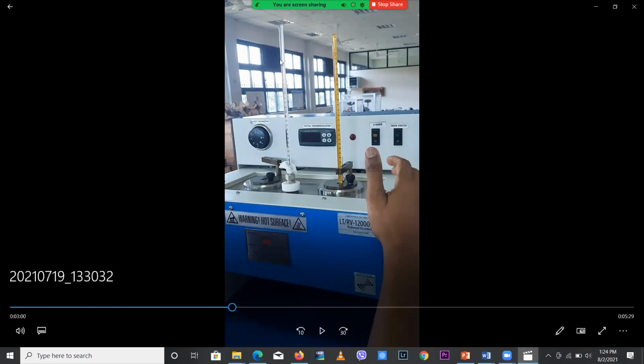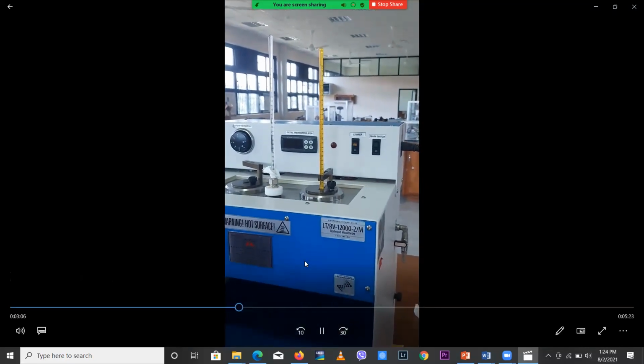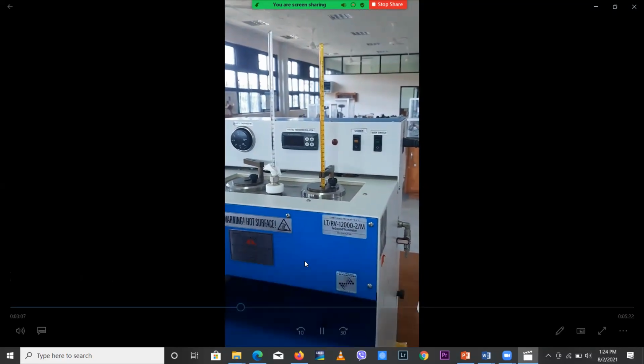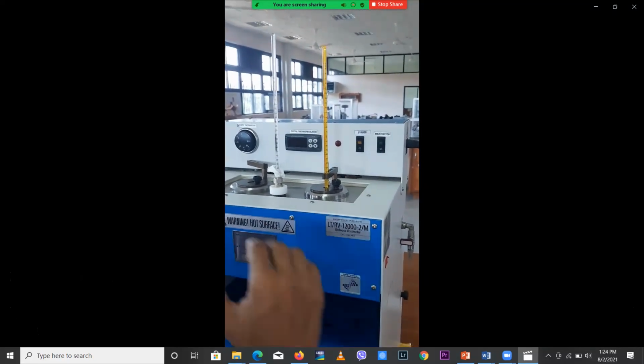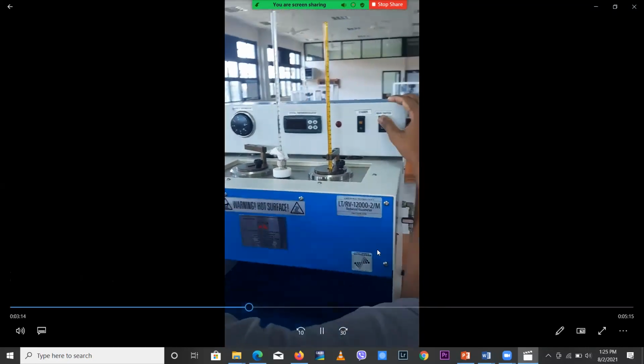Then from the outside we can observe and identify the temperature of the water and the sample. Later, likewise, for 80 degrees Celsius and 90 degrees Celsius. For these 3 different temperatures, we will measure the time to collect this volume of used oil.